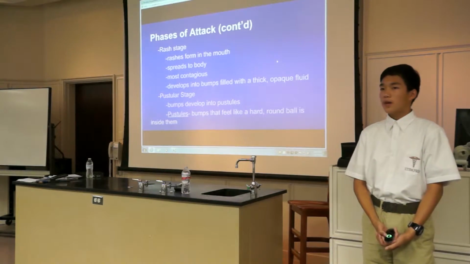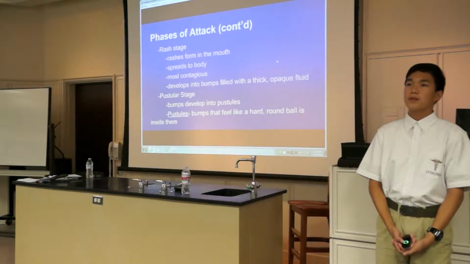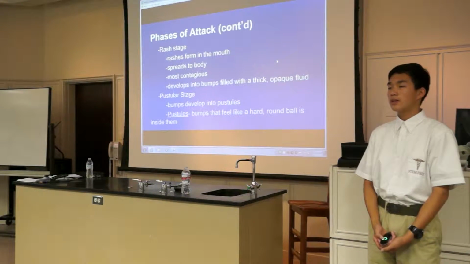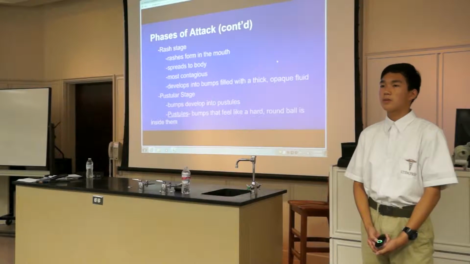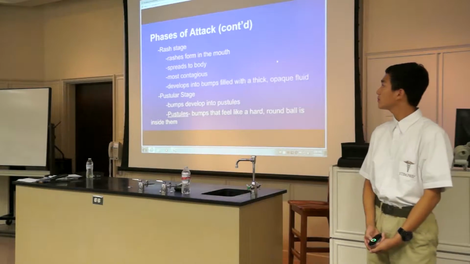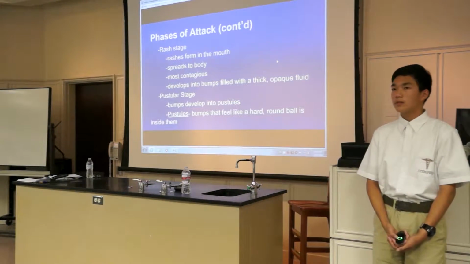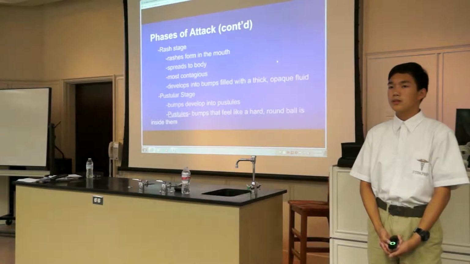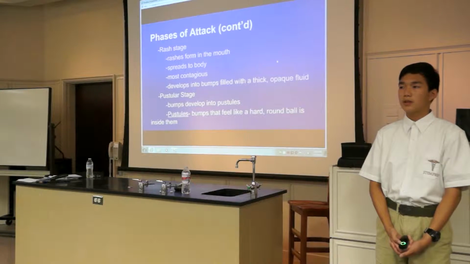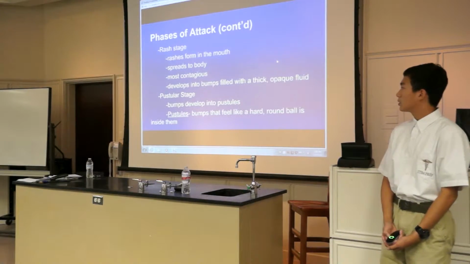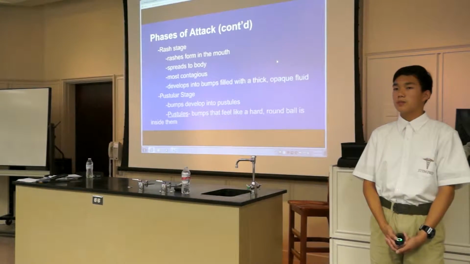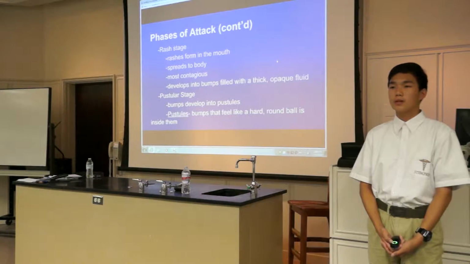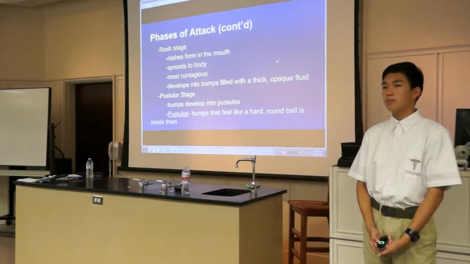In the rash stage, rashes start forming in the mouth. These pop open to release the virus all over the mouth, and this is the stage where the person is most contagious. These rashes spread to the body within 24 hours and develop into bumps that fill with a thick, opaque liquid. In the pustular stage, these bumps develop into pustules, which feel like hard round balls inside the bumps.